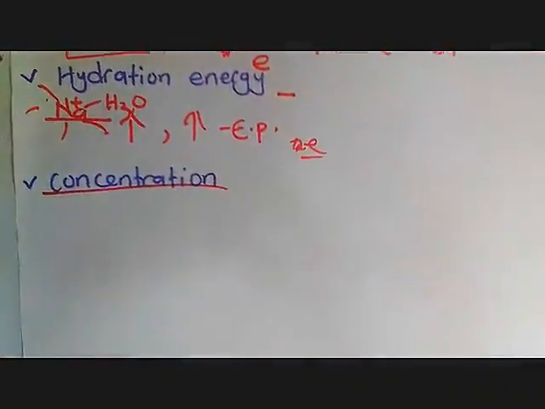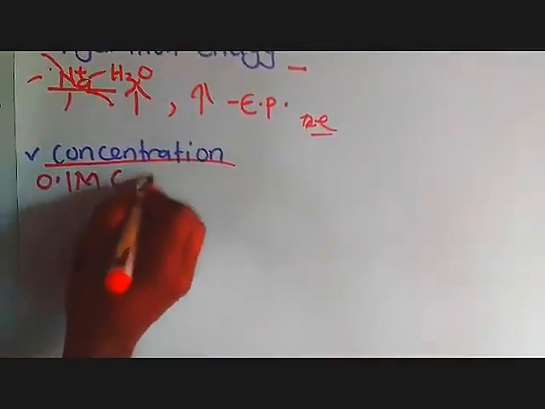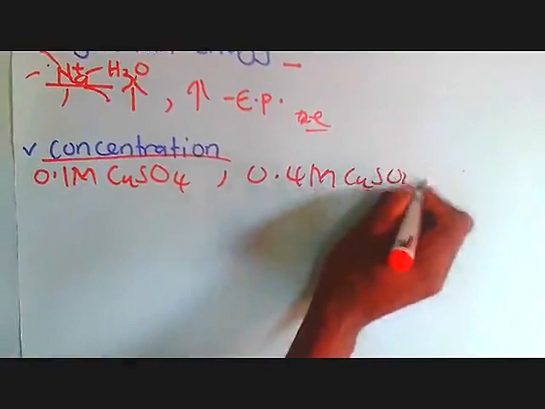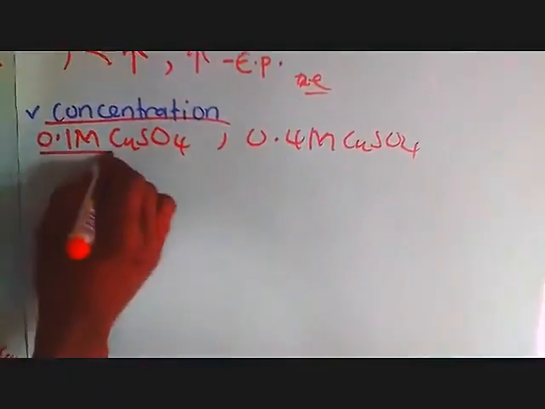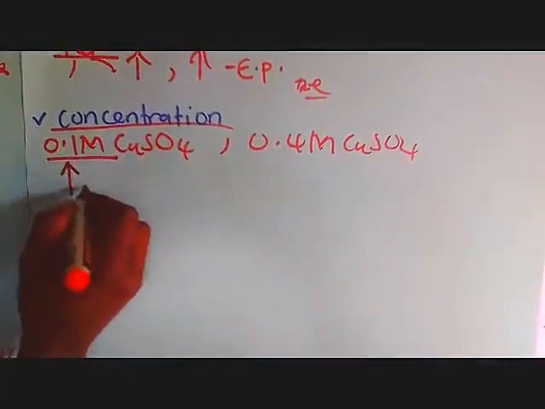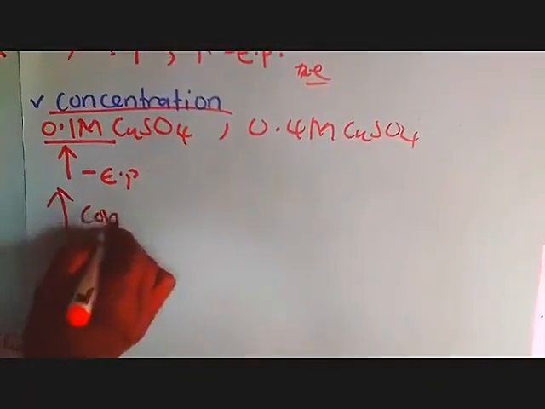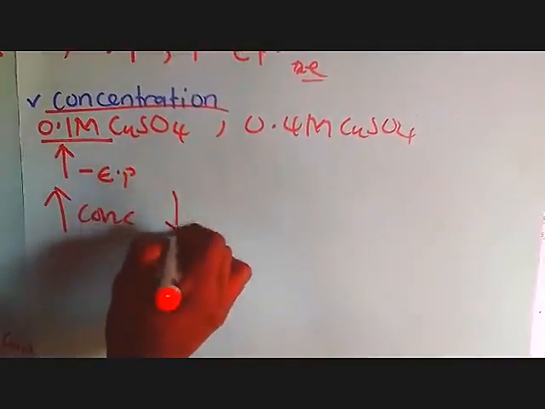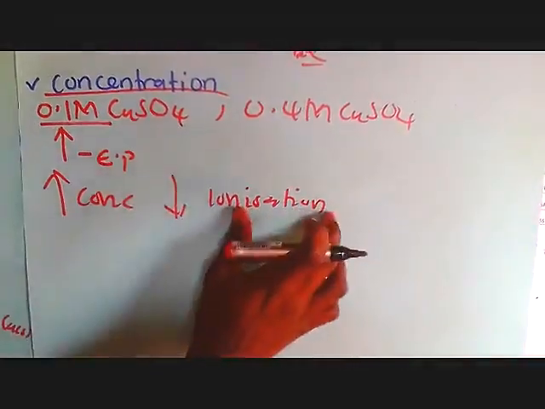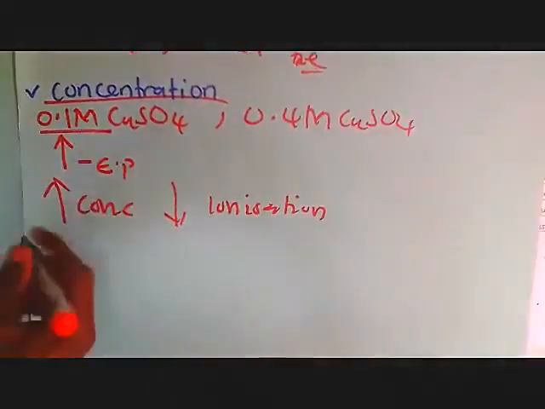So let's look at concentration. Let me say you have 0.1 molar copper(II) sulfate and 0.4 molar copper(II) sulfate. We shall ascertain that the 0.1 molar solution, which is lower in concentration, is going to have a more negative electrode potential than this one, because whenever concentration increases, you are decreasing the rate of ionization. In this case, this ionization is not like the ionization energy. We are looking at how the species are going to go into solution.